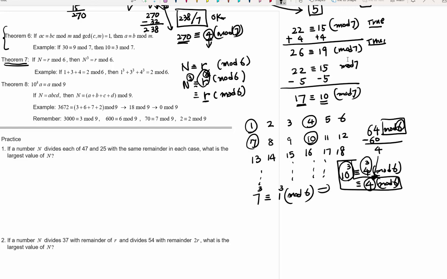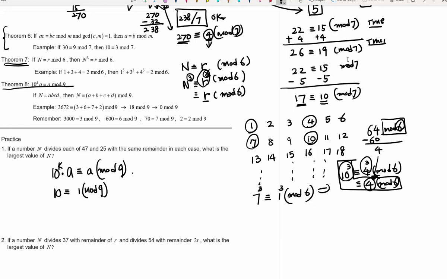All right, another one over here that we sometimes use: 10 to the k. I'm going to use this space. 10 to the k and a, is that also congruent to what? a. I'm sorry. You know that, right? 10 to the k times a is congruent to what? a mod 9. It's the mod 9 system. Because what is 10? 10 is 1 mod 9.